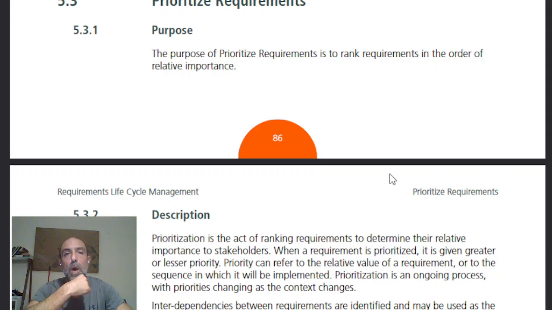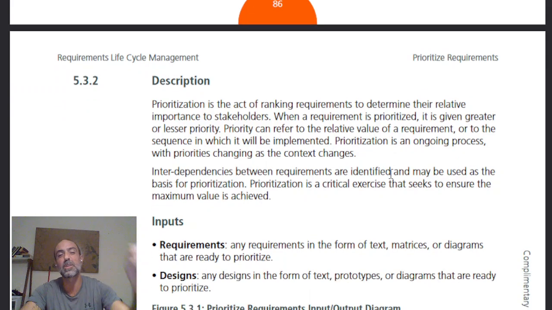Wow. What's the description? Prioritization is the act of ranking requirements to determine their relative importance to stakeholders. Not the project. When a requirement is prioritized, it is given greater or lesser priority. They could have written a couple more paragraphs just to explain how prioritizing something is either giving it a higher priority or a lesser priority. Sarcasm is the lowest form of humor the average person can actually accomplish.